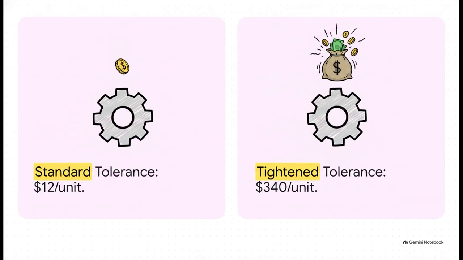We've got one with a standard tolerance callout, costing $12 a unit to manufacture. Then we have the exact same physical design, but with a slightly tightened dimensional tolerance. That one simple change, just moving a decimal point, turns a $12 part into a $340 mistake. It's the exact same geometry. The only difference is the tolerancing choice.